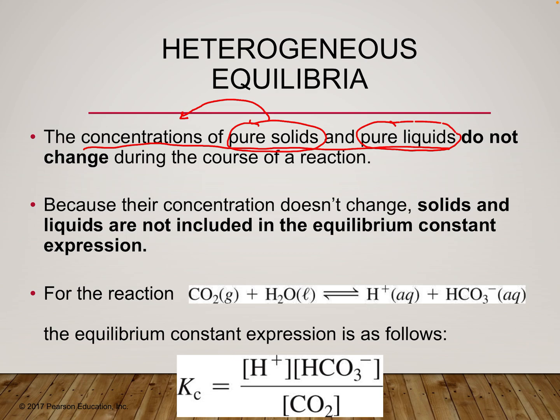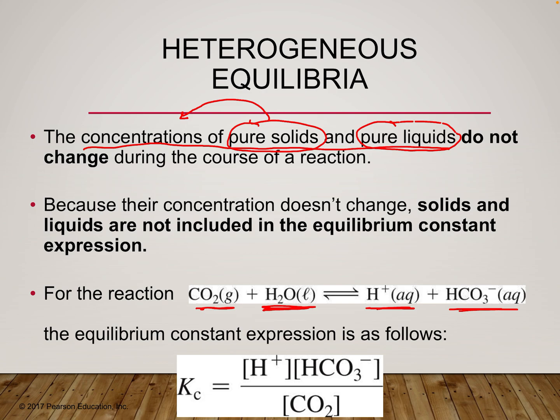They're not going to affect the position of our equilibrium, so we don't need them in our equilibrium constant expression. If we look at this reaction, we have carbon dioxide gas, water as a liquid, and our H plus and HCO3 minus. Everything that is not a pure solid or a pure liquid can go in our equilibrium expression. So we can have things that are aqueous, we can have gases, but we can't have solids and we can't have liquids.